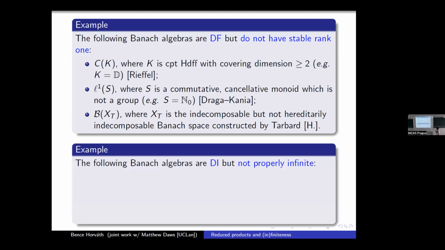So continue. So I also said that properly infinite implies Dedekind infiniteness. So let me give some examples which are Dedekind infinite but not properly infinite. Again, L1 of a certain monoid, namely, for example, the bicyclic monoid. This is not properly infinite, but it is Dedekind infinite. Also L1 of the affine group of the complex numbers. This is due to Yemon Choi. So this is not that Choi, it's a different Choi.